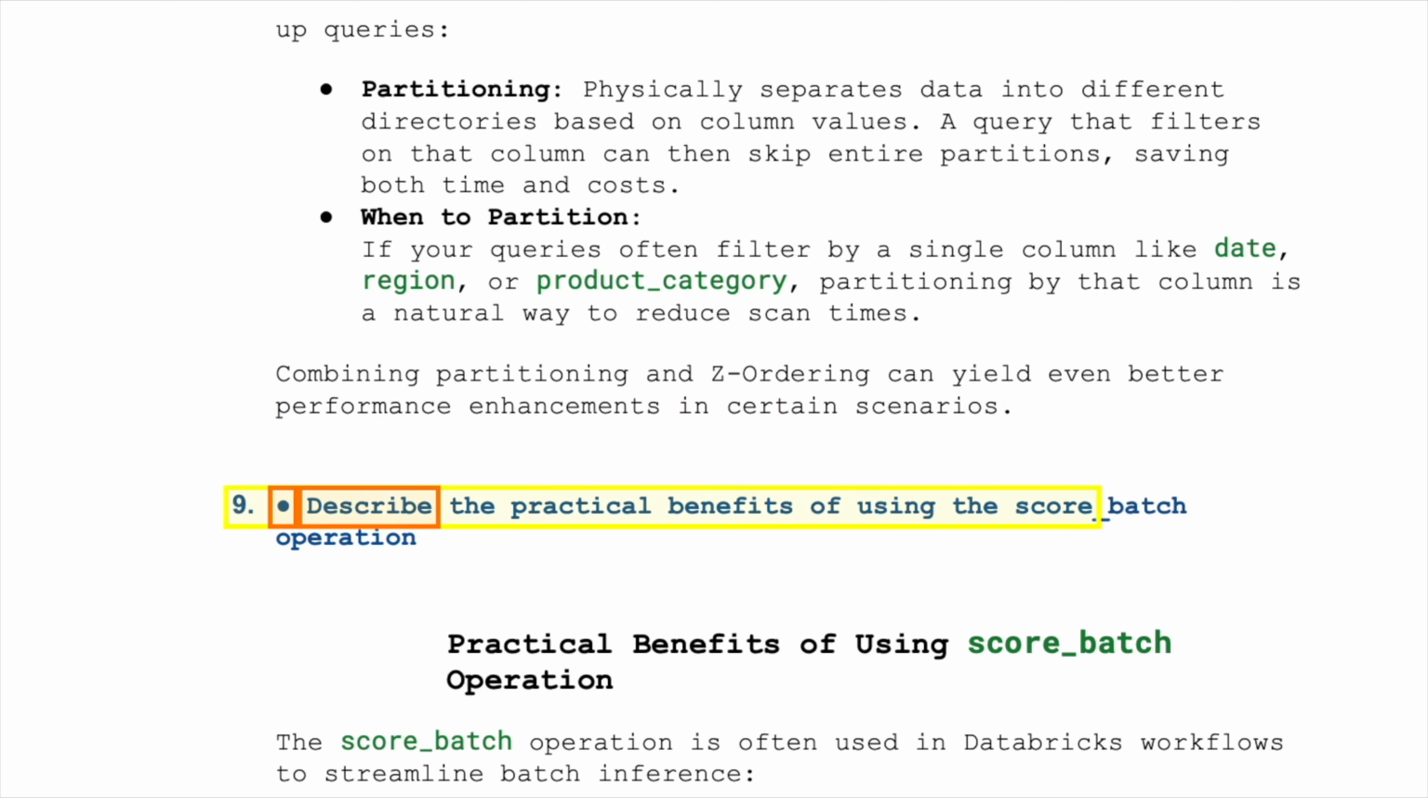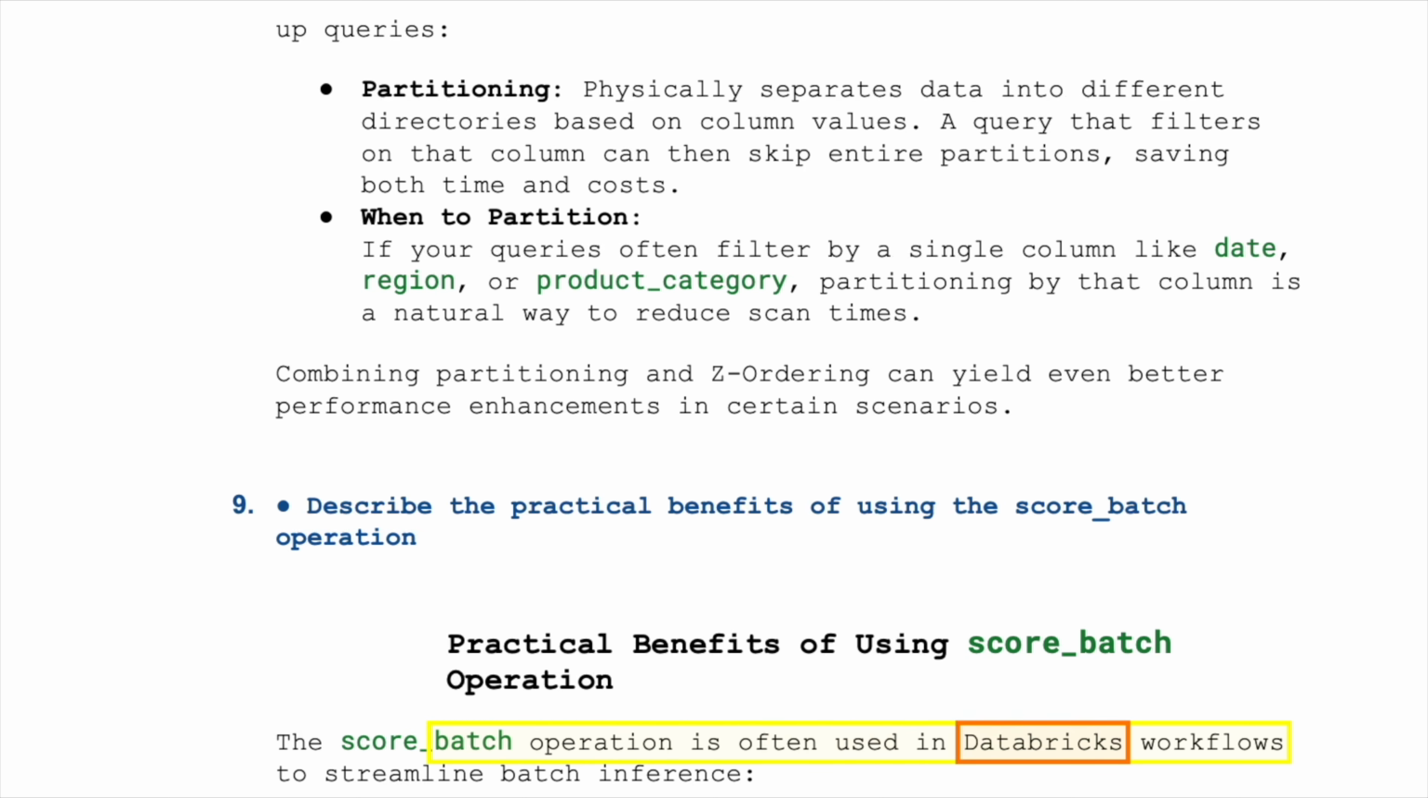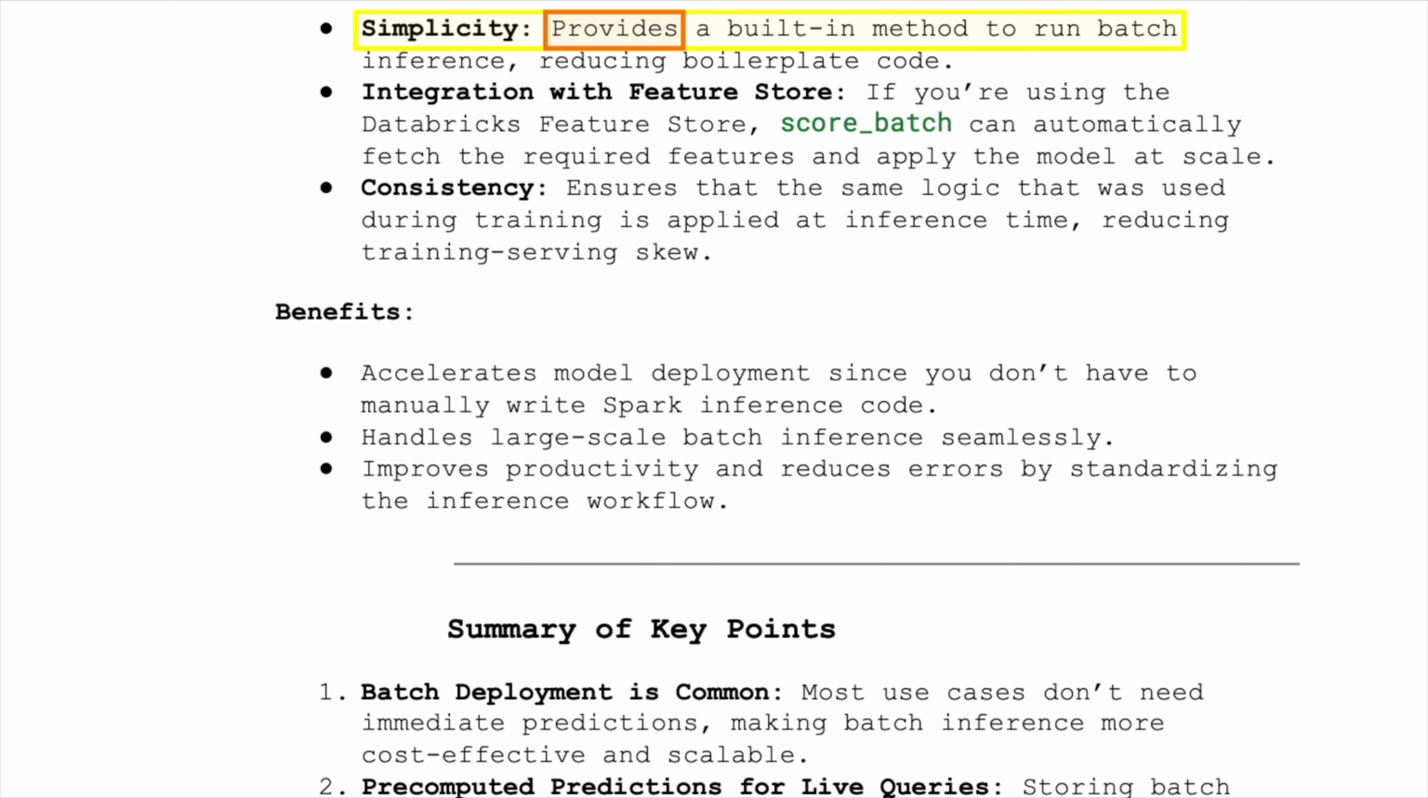9. Describe the practical benefits of using the score_batch operation. Practical benefits of using score_batch operation. The score_batch operation is often used in Databricks workflows to streamline batch inference. Simplicity: provides a built-in method to run batch inference, reducing boilerplate code.